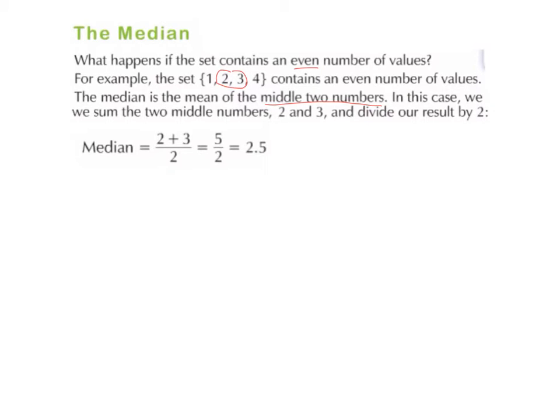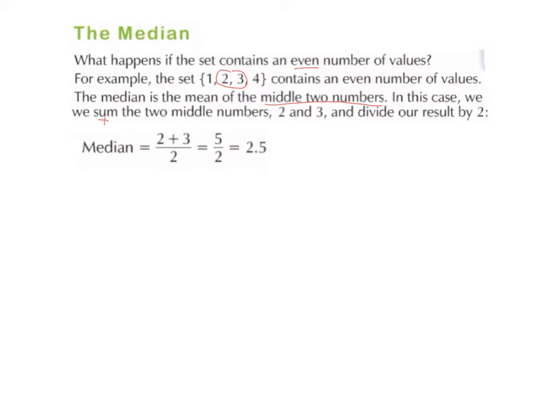In this case, we sum or add the middle two numbers, 2 and 3, and divide the result by 2. So the median will be 2 plus 3. 2 plus 3 gives 5, and 5 divided by 2 is 2.5. And that makes sense because halfway between 2 and 3 is 2.5, so the median is 2.5. So in this example, we had 4 values. And it was very obvious just to look at the list and see which were the 2 middle values.